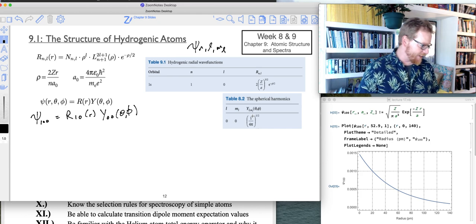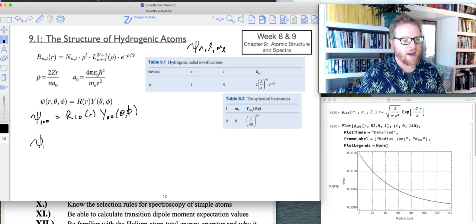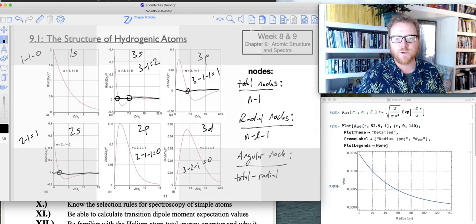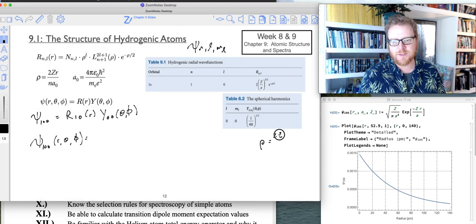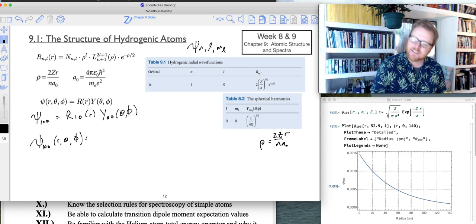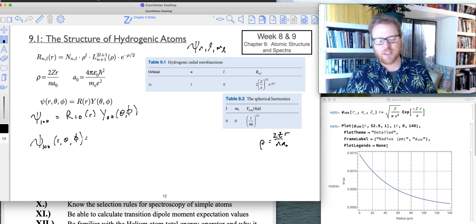And so if I put this together now, I'm going to say psi 1, 0, 0 as a function of r, theta, and phi. So my R 1, 0, I'm just going to put it together in all its glory. I'll remind you that rho is equal to 2Zr over na. And because n is equal to 1, I can put that in there. I'm just going to leave the Z as Z, but we recognize that for hydrogen, Z is equal to 1.